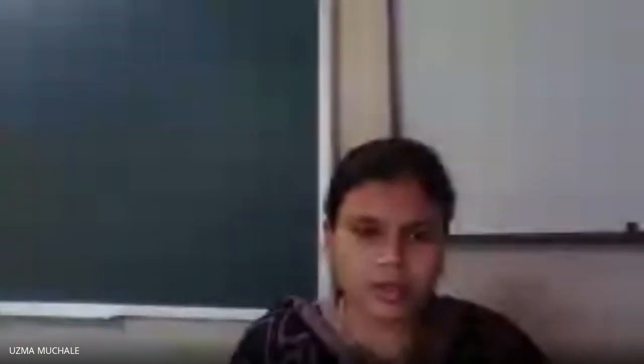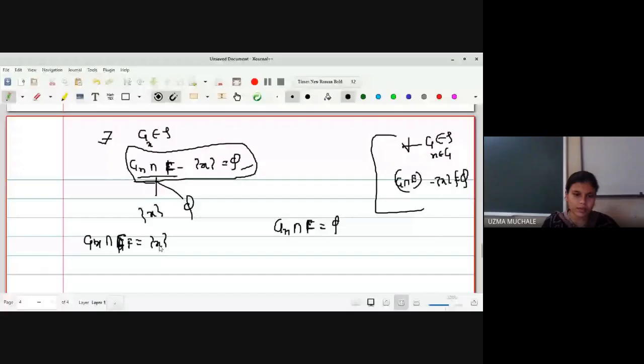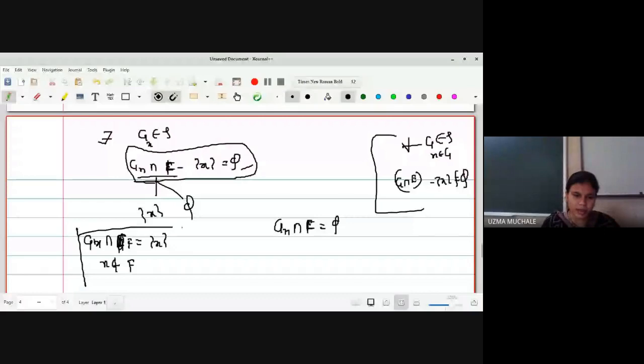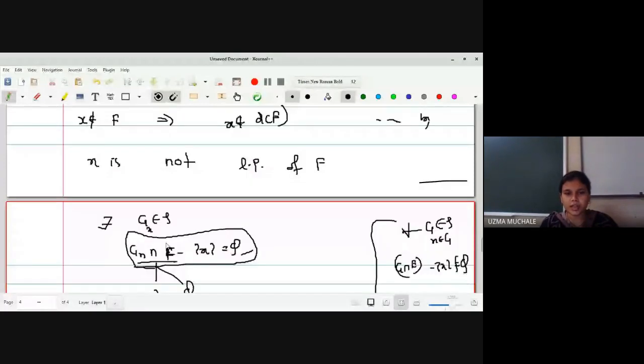Okay, so there are two possibilities. Gx intersection F is either singleton X or it is the empty set. So Gx intersection F will not be singleton X. Why? Because X is not a member of F. How will it be a member of an intersection? Right? Yes, ma'am. If X is not a member of F, obviously it is not a member of the intersection.